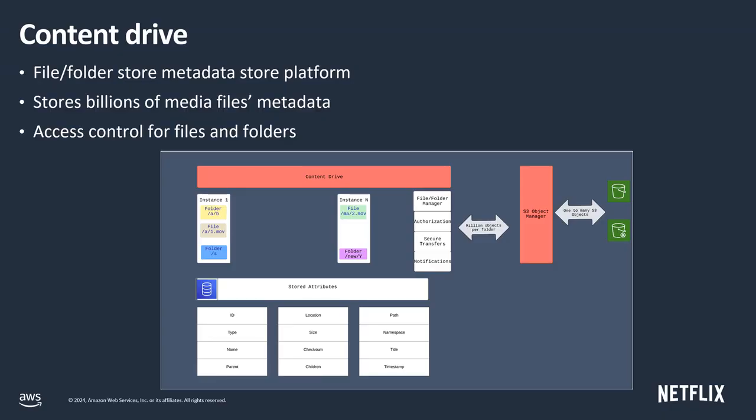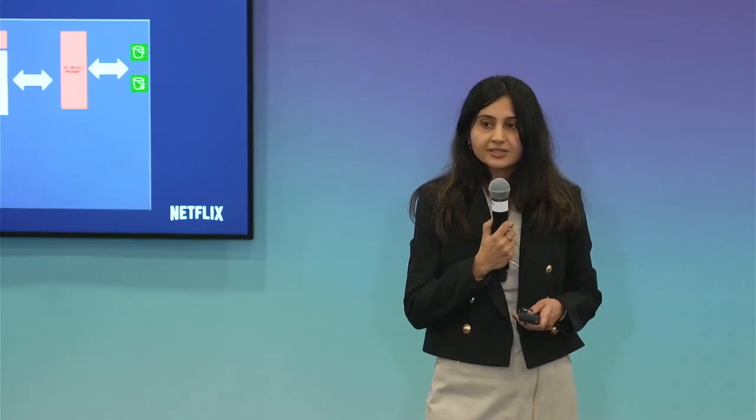Content drive is our core storage infrastructure layer, which manages the metadata for all the files and folders at Netflix. It has a scale of billions of files. It empowers our studio partners and users to ingest data at Netflix, to define lifecycle policies, to store and track all this metadata and do hundreds of things to access control over all these assets, files, and folders. It is backed by our S3 manager, which is a storage abstraction layer on top of S3.